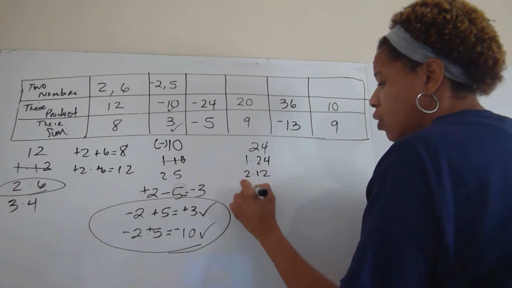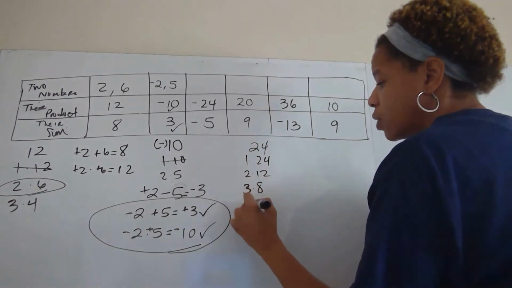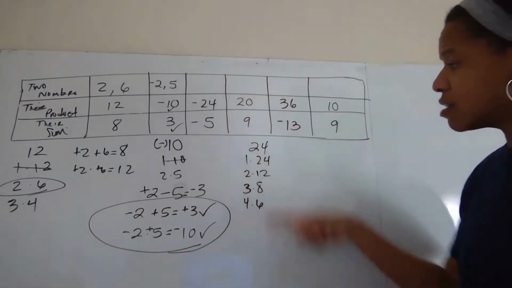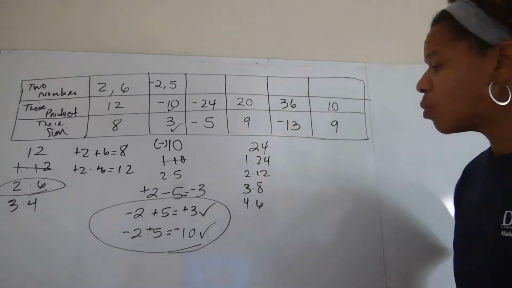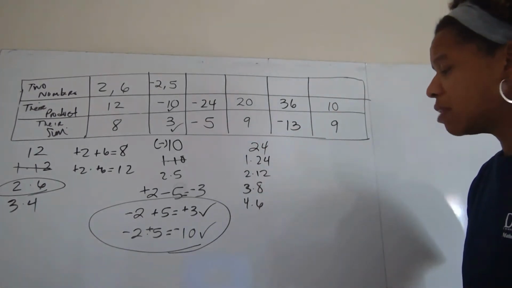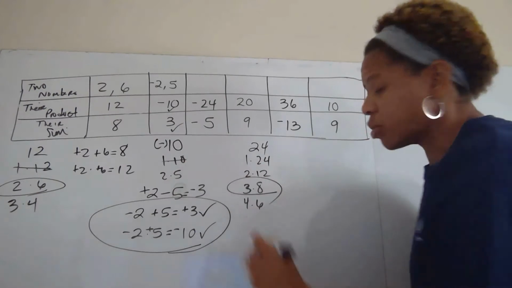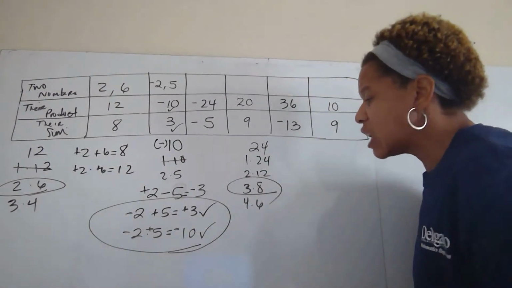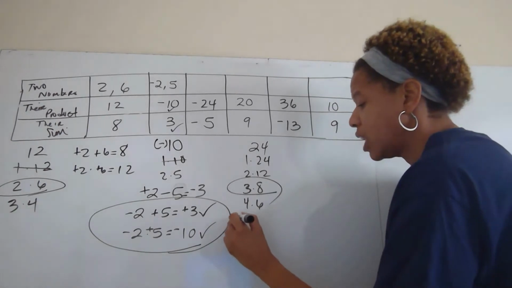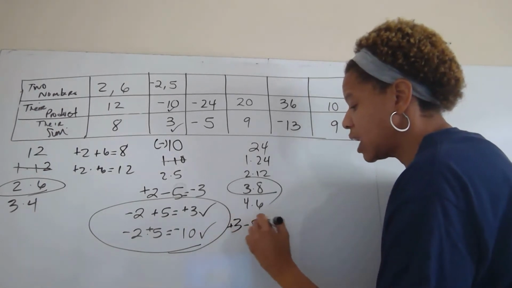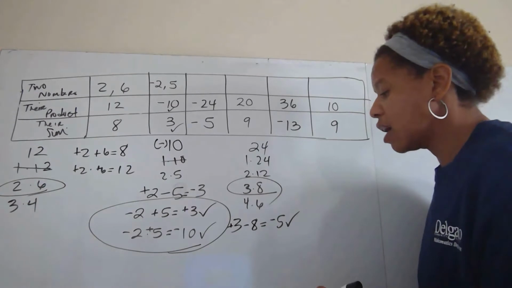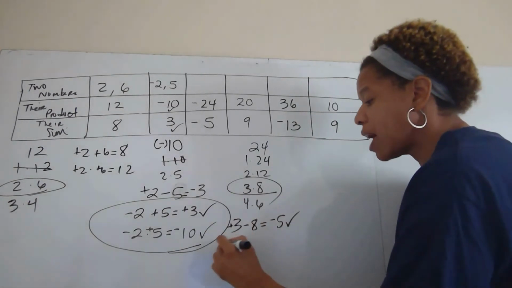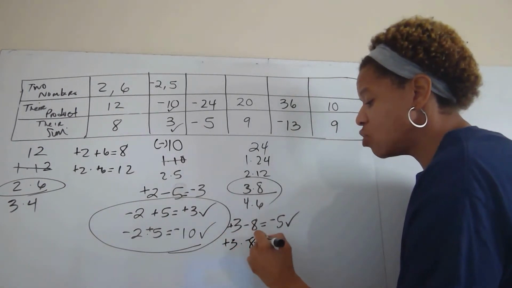2 times 12, 3 times 8, 4 times 6. So in this list, I'm going to see which pair could probably give me a negative 5. Well, I'm looking at the 3 and the 8, right? So how can I get a negative 5 with 3 and 8? Well, I can use a positive 3 and a negative 8 and get a negative 5. And if you multiply positive 3 times negative 8, you would get the what?